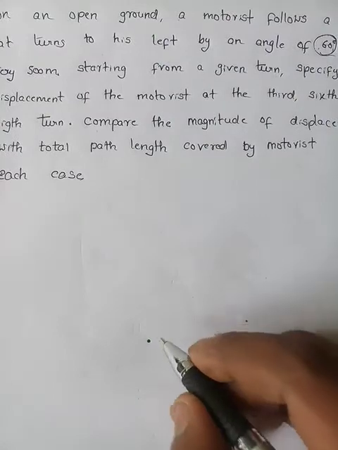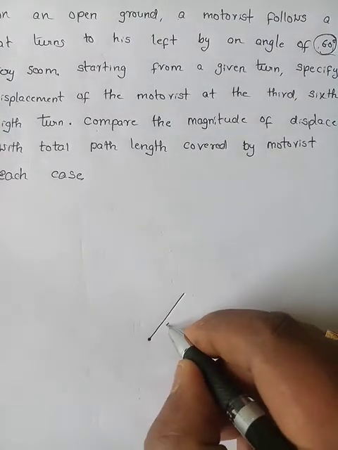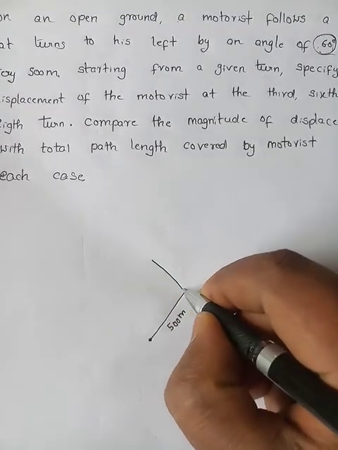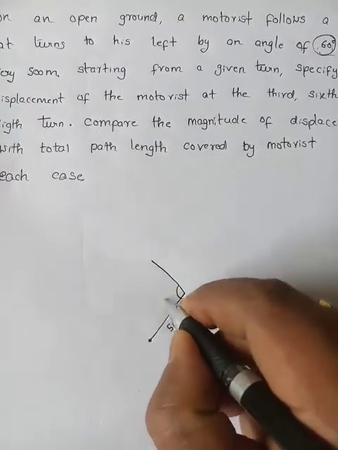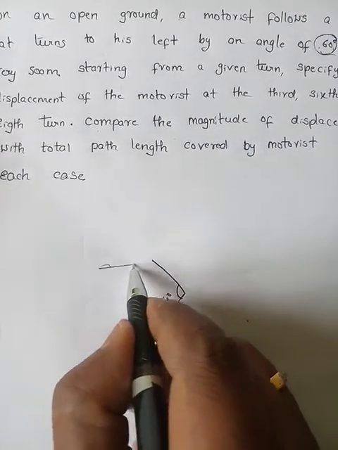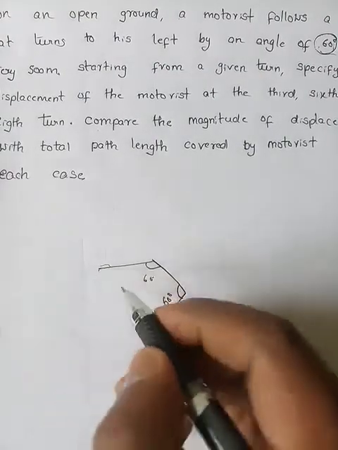So starting from the first turn only, right? He travels 500 meters and takes a left turn by an angle of 60 degrees. This is also 60 degrees.